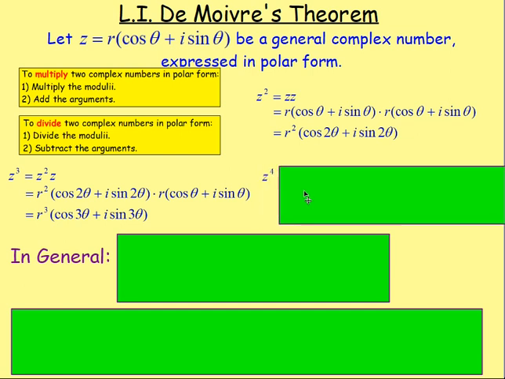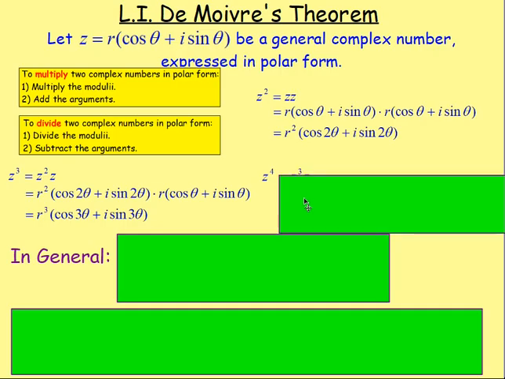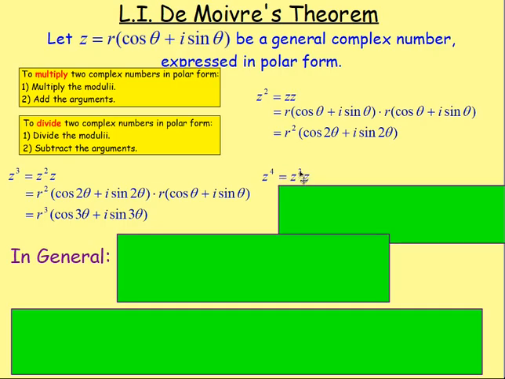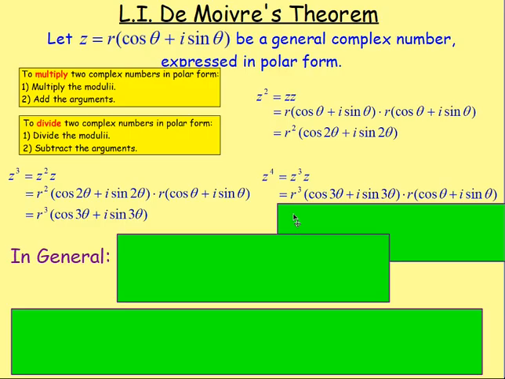If you want to work out z to the power of 4, what would you do? You are going to have your z cubed multiplied by z, or you could do z squared times z squared. Either way, you get the same answer. Going down this route of z cubed times z, z cubed was r cubed bracket cos 3 theta plus i sine 3 theta. And we're multiplying that by the r cos theta plus i sine theta. Just multiplying that by z.